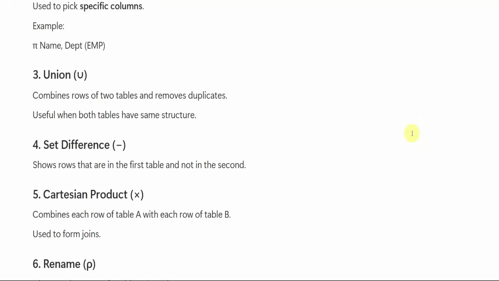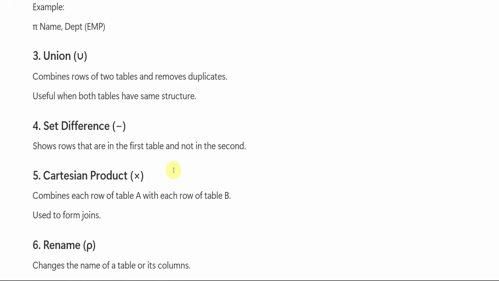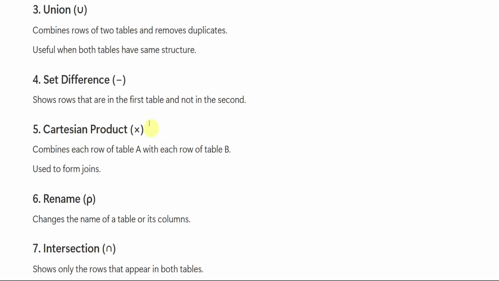When we have rows in both the tables, it will combine both the tables' rows. Both tables must have the same type of columns. Like if here we are having roll number, here also the roll number will be there, meaning both the columns will be joined together. And if there are any duplicates, the union will remove those duplicates.